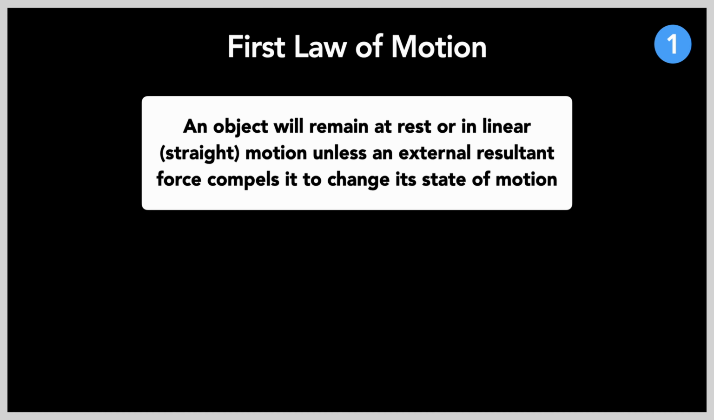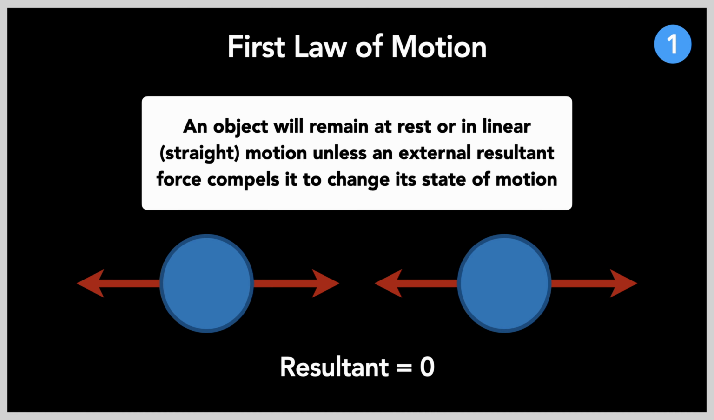Newton's first law of motion states that an object will remain at rest or in linear motion unless an external resultant force compels it to change its state of motion. This suggests that if the resultant force on an object is zero, an object at rest will remain stationary, and an object in motion will continue to travel at a constant velocity in a straight line.